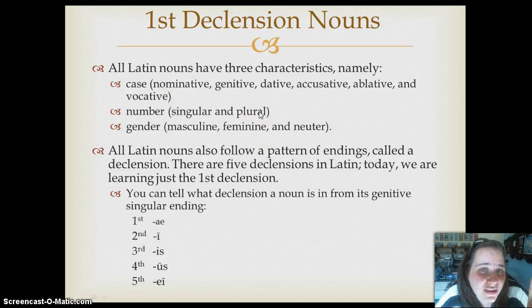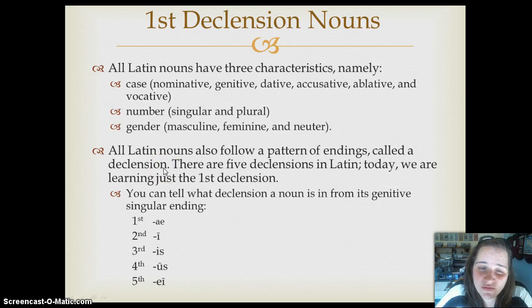But the most important thing to know is, of course, the case of a noun, because that's going to tell you how the noun functions in the sentence, okay? It can be nominative, genitive, dative, accusative, ablative, or vocative. There's actually another case called the locative that you're not going to learn until next year.